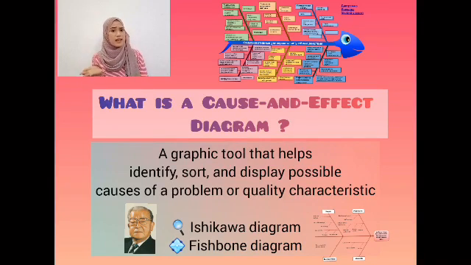What is the cause and effect diagram? That's a tool that can help identify, solve, and display possible causes of a specific problem or quality characteristic. This type of diagram is sometimes called the Ishikawa diagram, because it was invented by Kaoru Ishikawa, or a fishbone diagram because of the way it looks.